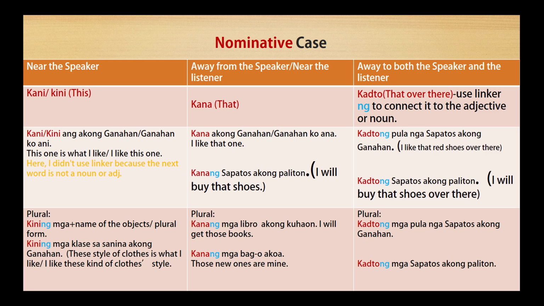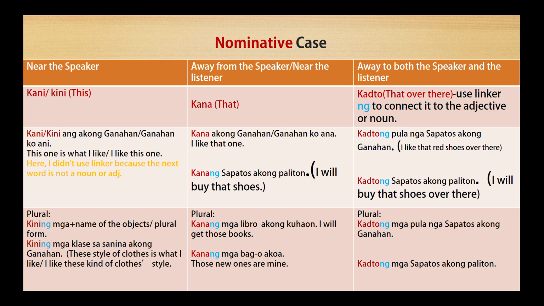Sunod, to make it plural, you just add mga, then the name of the object. Kanang mga libro akong kuhaon. I will get those books. Kanang mga bag-o ako. So those new ones are mine. Alright.